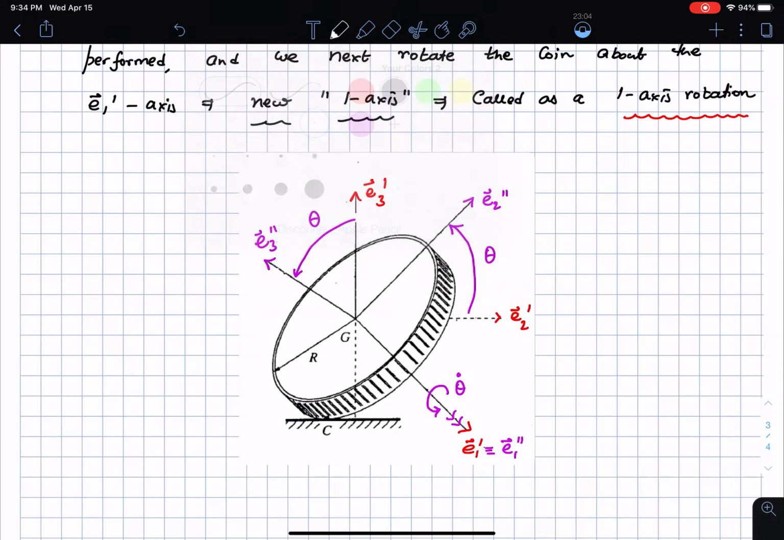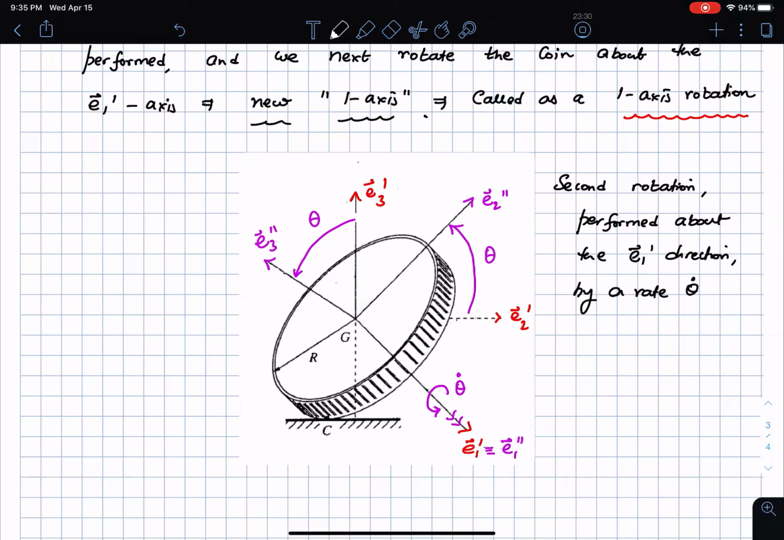So this is going to be called the second rotation, performed about the E1 prime direction by a rate theta dot, and so this is also called a 1 axis rotation, which means that previously I had a 3 axis rotation, now I have a 1 axis rotation, and then we will see that we can once again write the transformation equation.